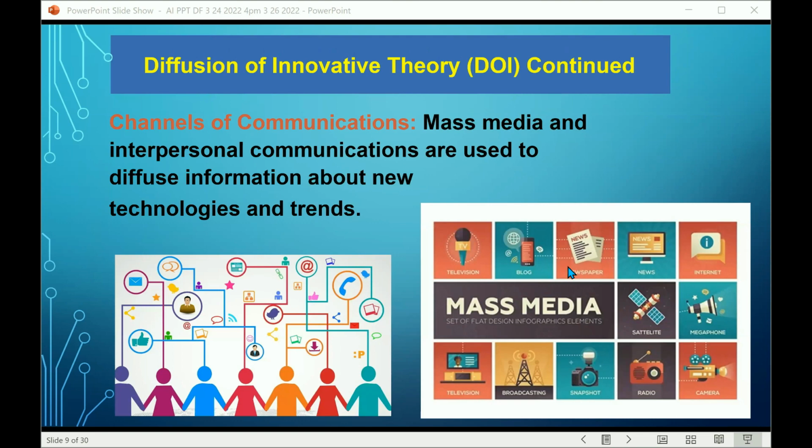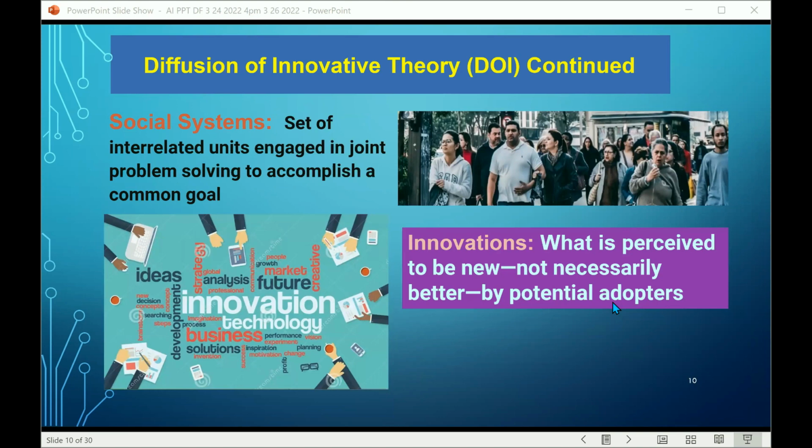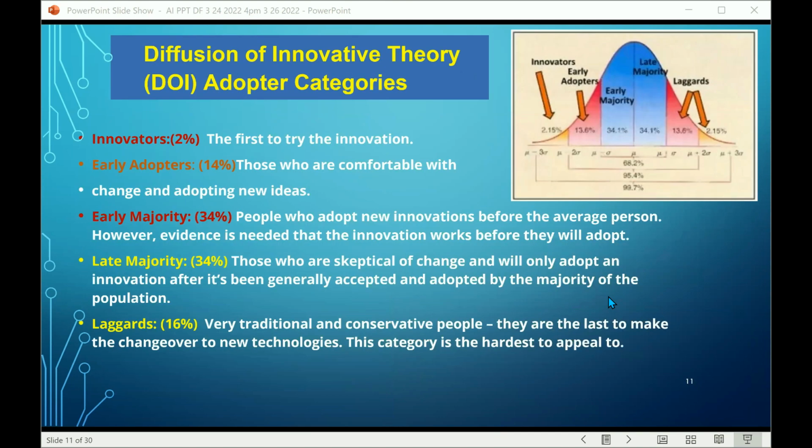Channels of communication are mass media. Interpersonal communications are used to diffuse information about new technologies and trends. And you can see people communicating in a lot of different ways, just right there. Mass media, we have a lot of that, and the newer satellite stuff too now.